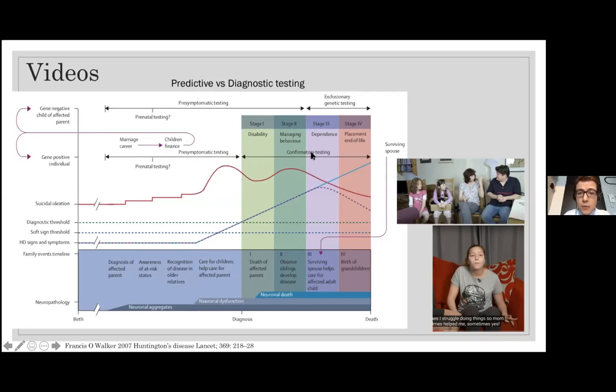That's something very different from what happens if the patient already has symptoms. In that case, we really want to make sure whether it's HD or something else to be able to give the best treatment possible. So that's diagnostic testing. And for instance, with this young lady, it would make sense to test her for HD because she has a family history and she has symptoms. So it's important to know whether it's really HD to help her.